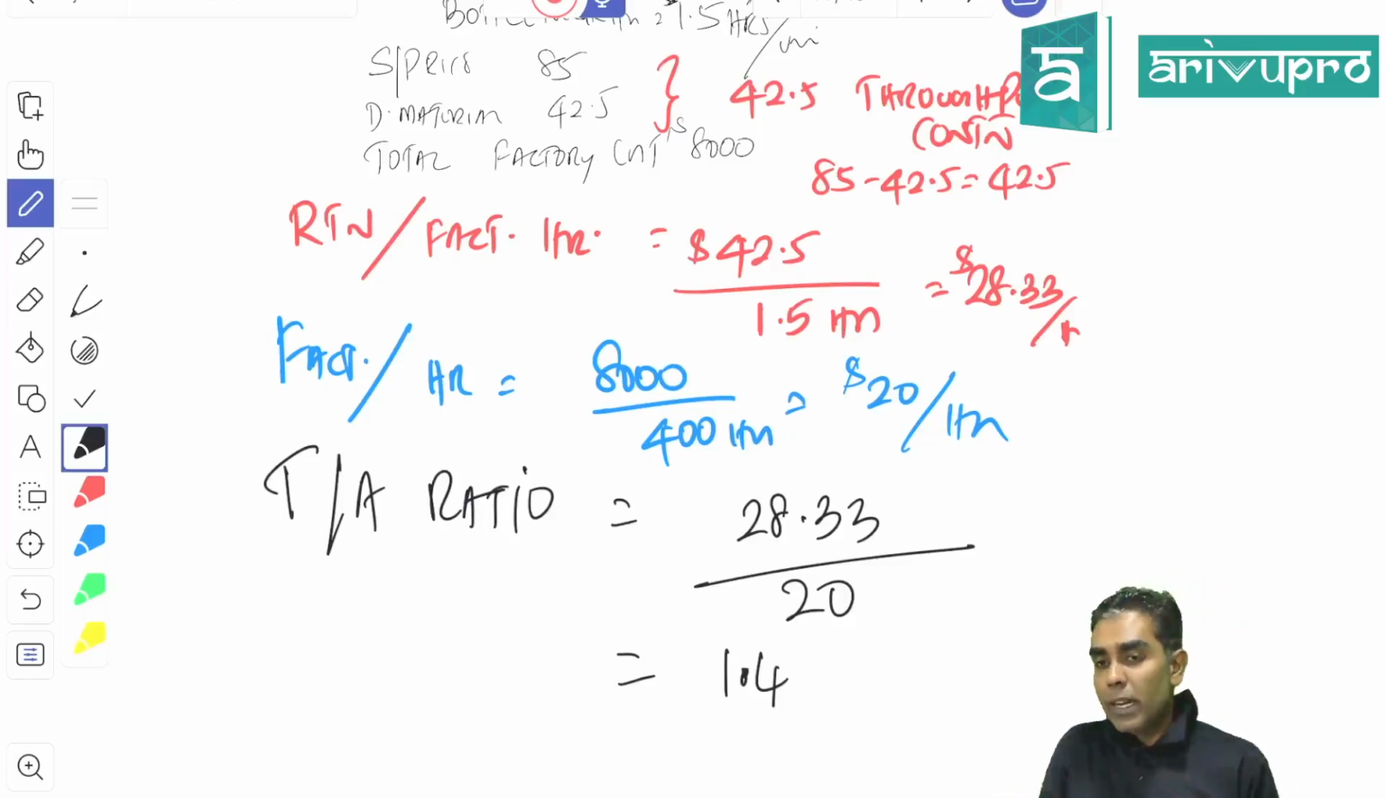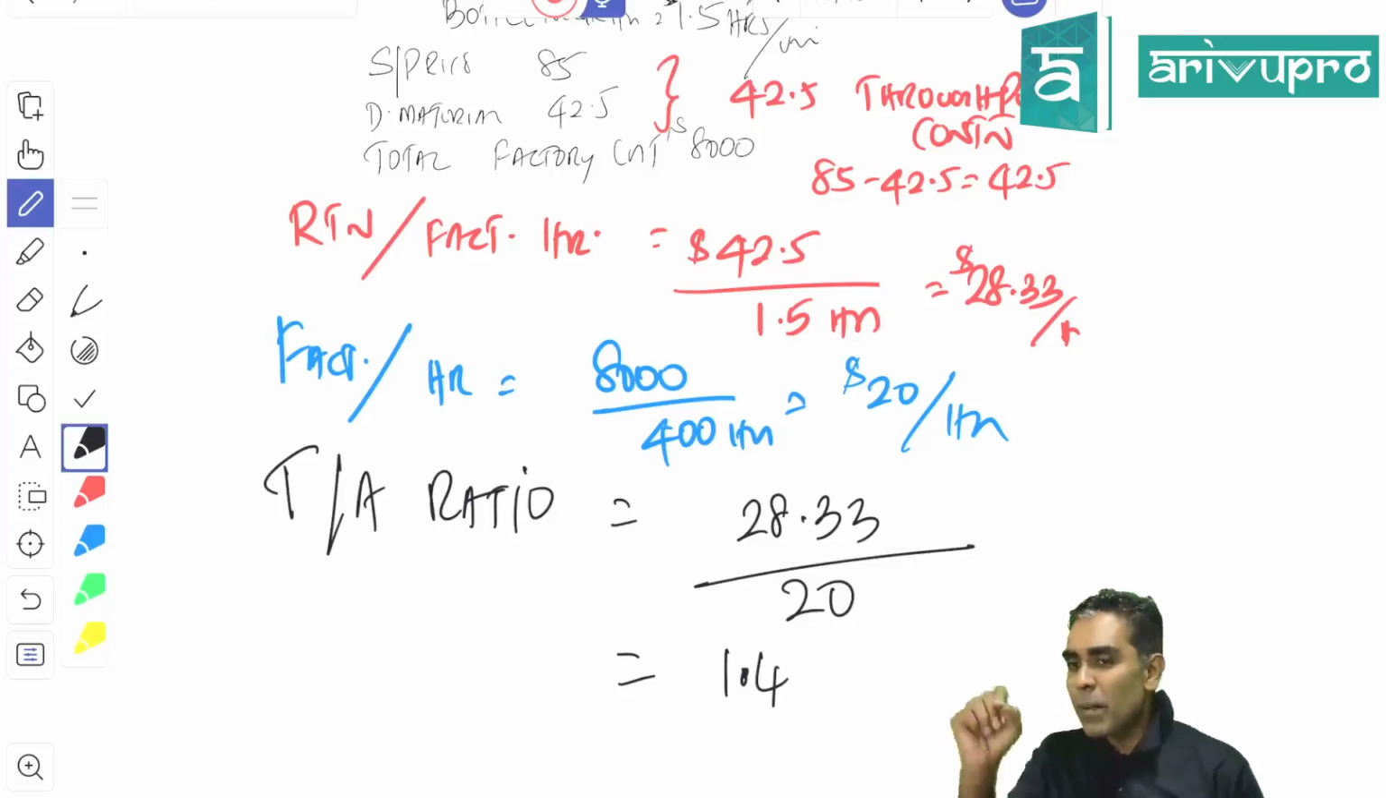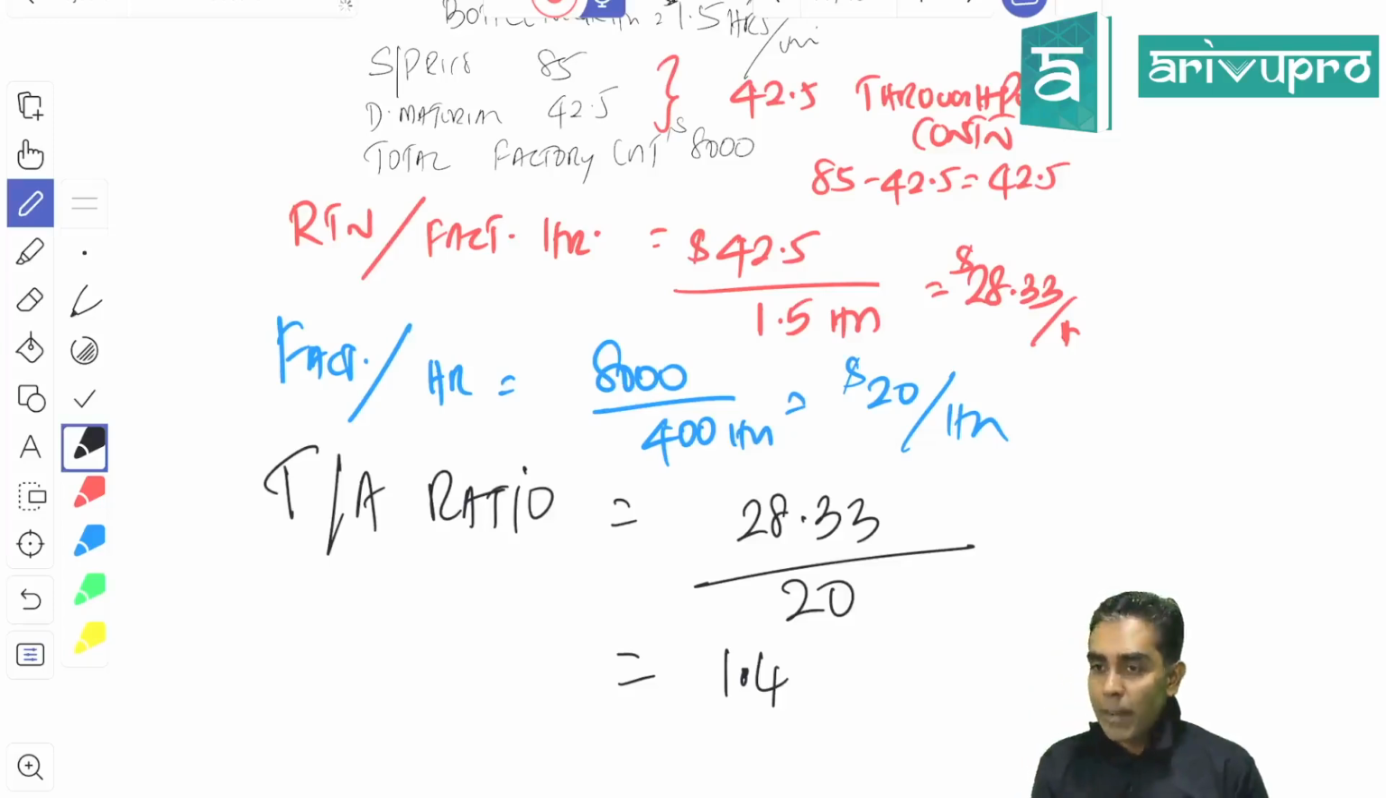TA ratio is more than 1. The product will be continued because throughput contribution is more than factory cost. Please make a note on that. Product will be continued.